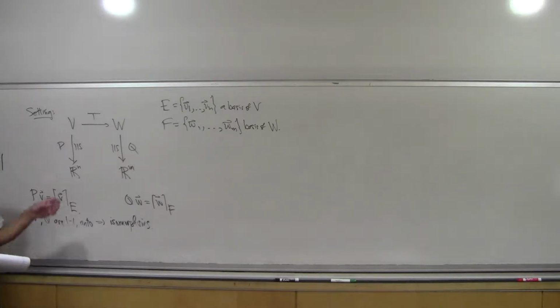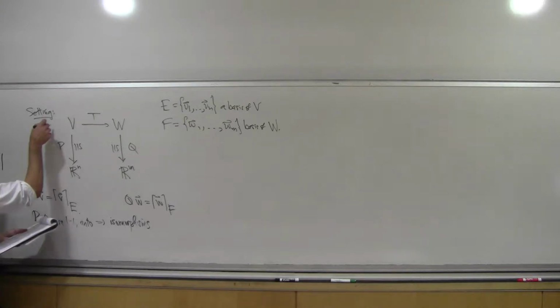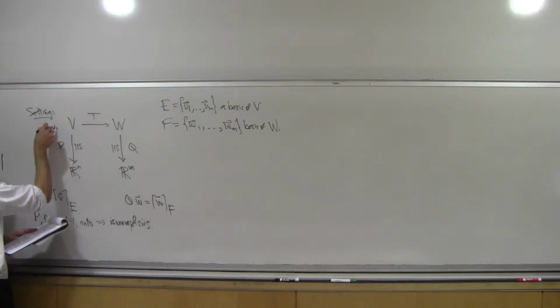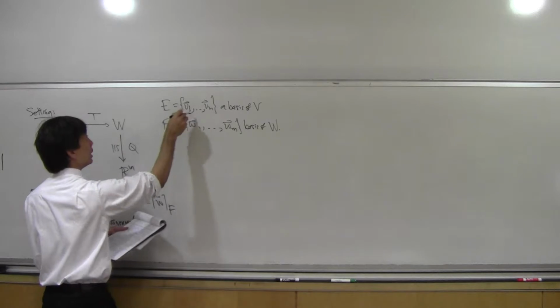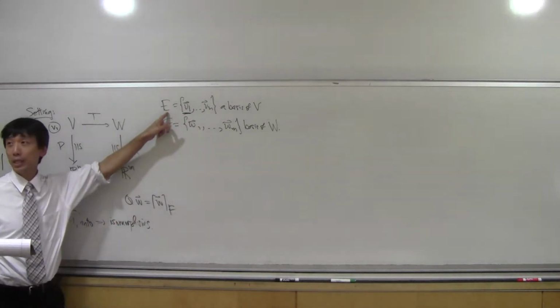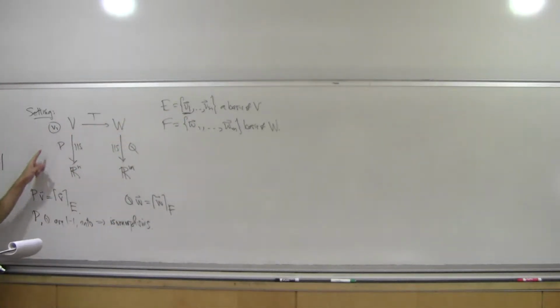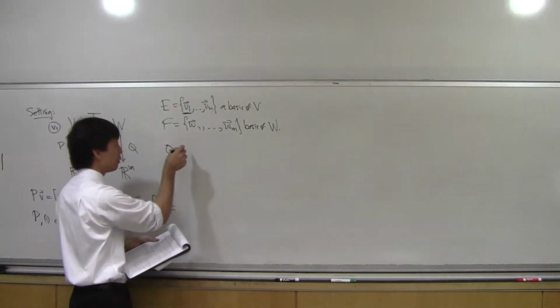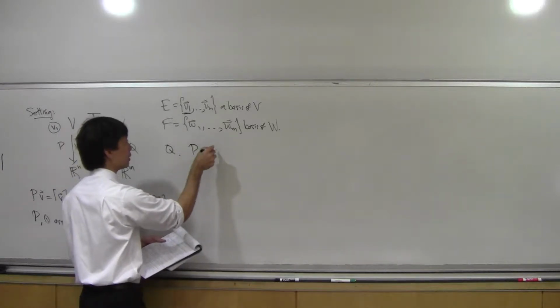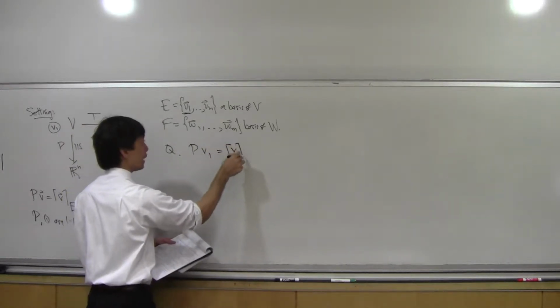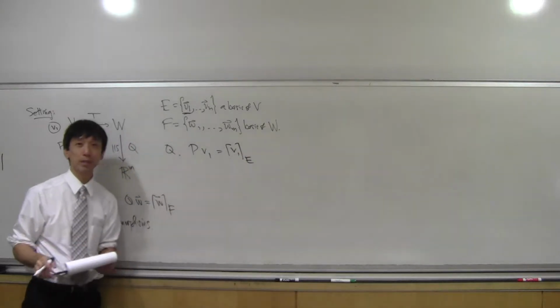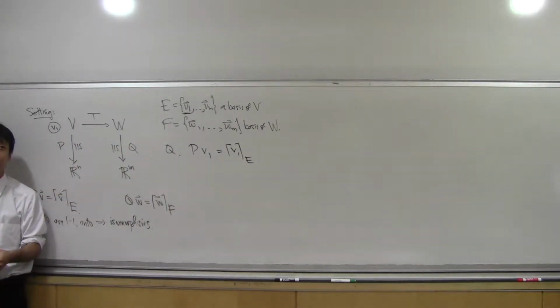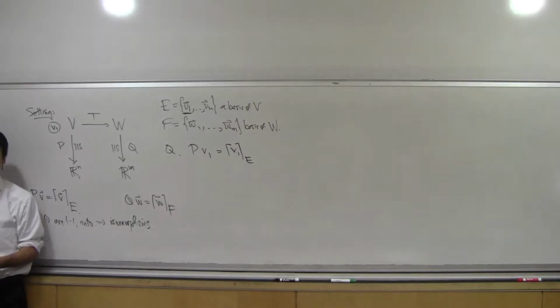Okay. Just to wake you up a little bit, if I take V1 here, right? So V1 is the first guy in the E basis. What is P of V1? So just as a warm-up exercise, what's P of V1? Right. So that's the coordinate vector of V1 with respect to the E basis. Okay. So think for 30 seconds. If you don't get it in 30 seconds, then there's no point. No, I'm joking.